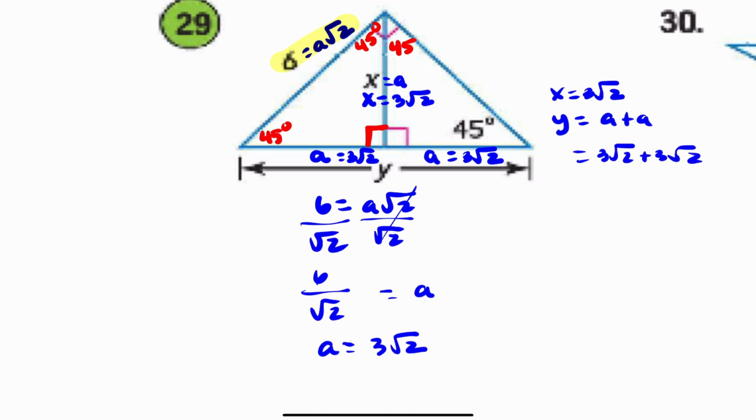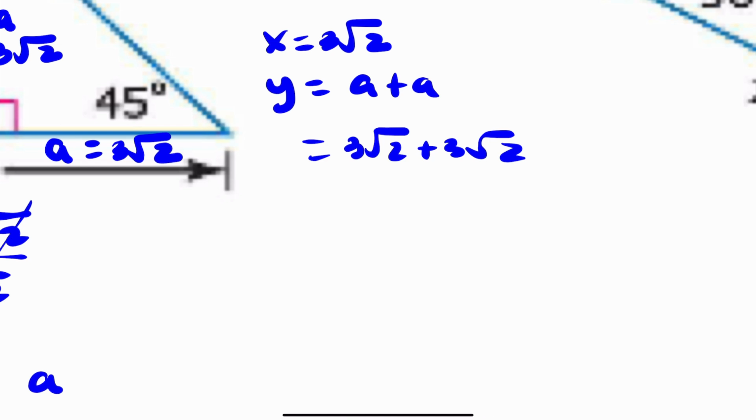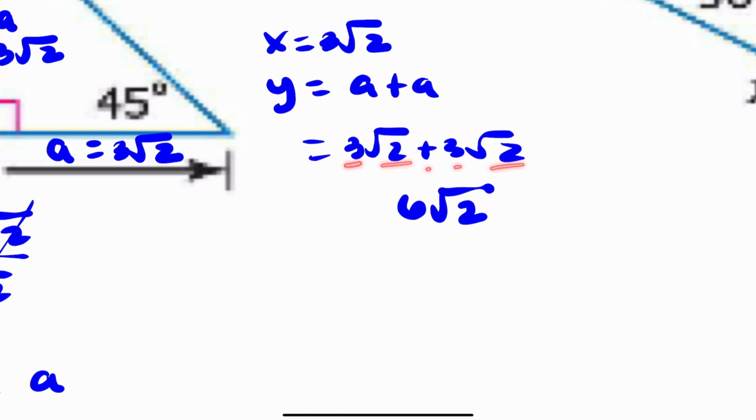Let's combine the coefficients together. So I have 3 plus 3, so I have 6 root 2. Or how many root 2s are there? Well, there are 3 root 2s plus 3 root 2s. It's like saying 3 dogs plus 3 dogs. So you have 6 root 2s, if that makes sense. I have 6 root 2s, and this is my answer for y.